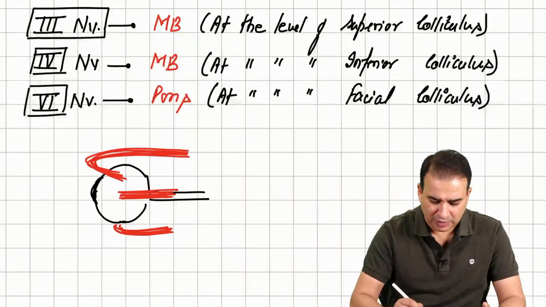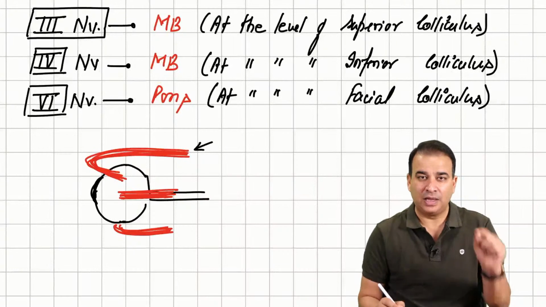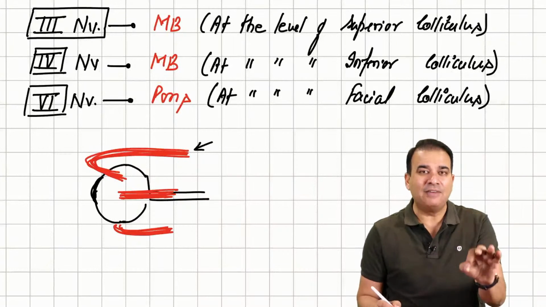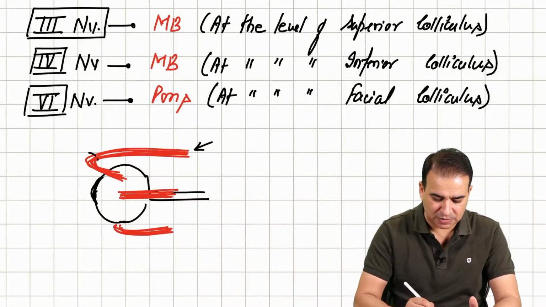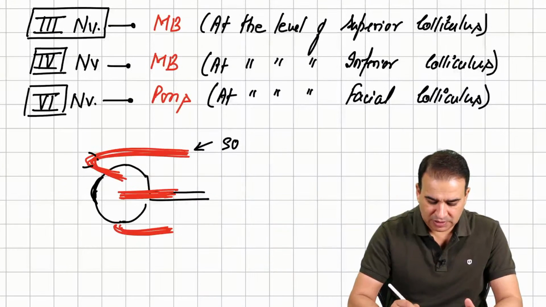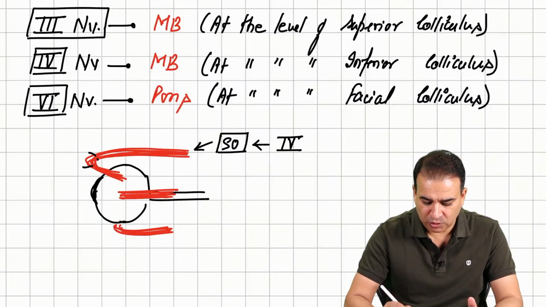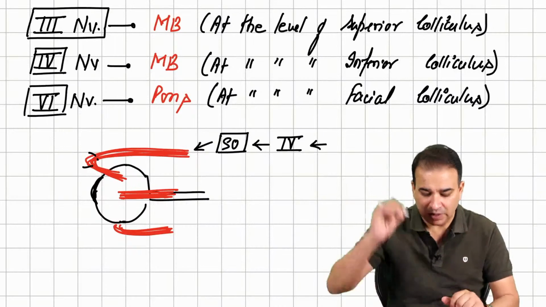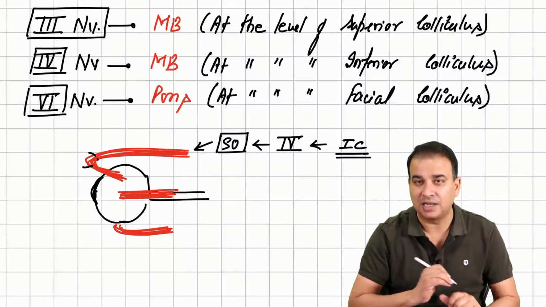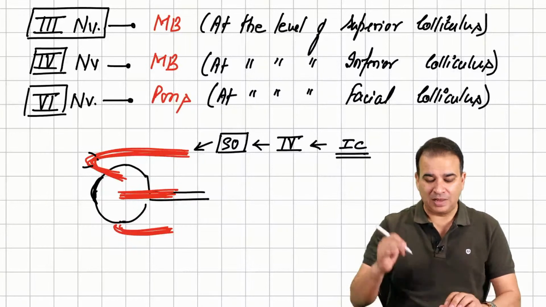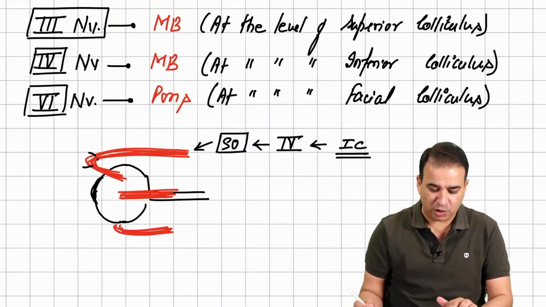For example, if they put an arrow on this muscle and ask where its nucleus starts from, first I need to identify what muscle that is. I can identify this muscle as the superior oblique. The superior oblique muscle, we all know, is supplied by the fourth nerve. And we just said the fourth nerve is coming from the level of what? The inferior colliculus, and that's the answer here. The fourth nerve is coming from the level of the midbrain at the level of the inferior colliculus.